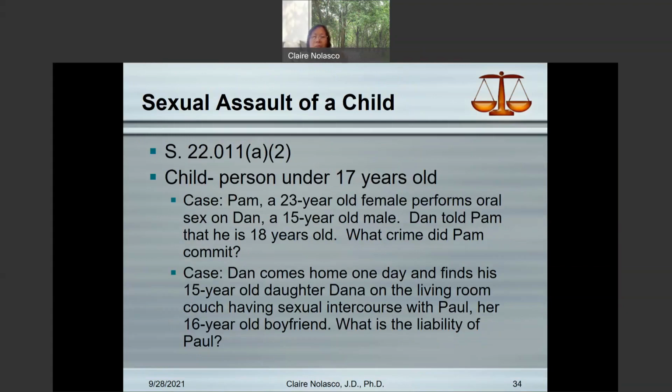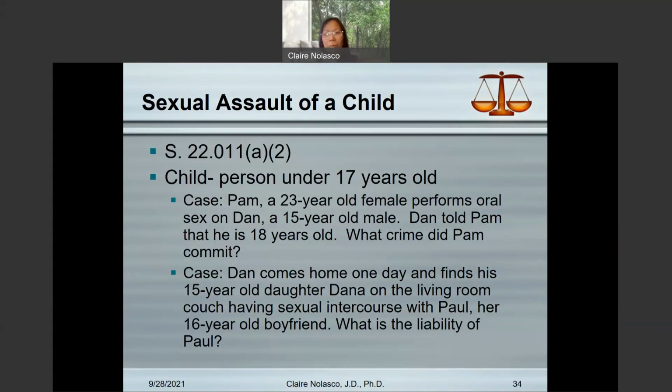So let's look at sexual assault of a child. This happens when the child or the victim is under 17 years old. It doesn't matter what the offender thought. It's automatically statutory rape. Let's look at this case.